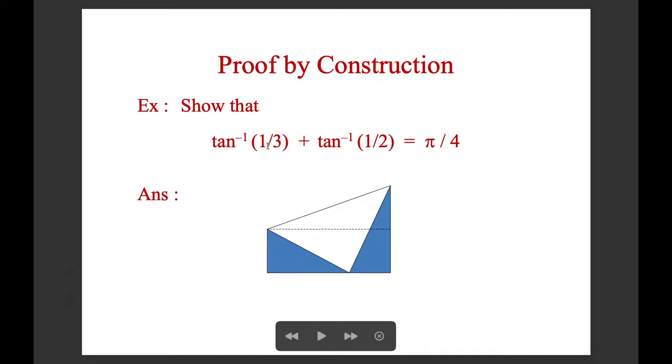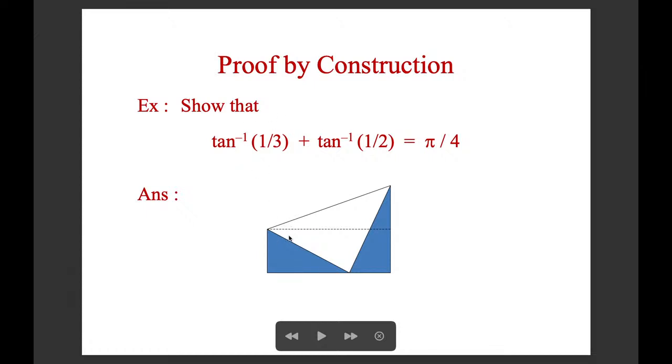Now how about tangent inverse of 1/3? So in order to get tangent inverse of 1/3, we want to have a triangle such that the height is 1, the width is 3, and then we measure the angle opposite to the short edge. And then from this figure, we see that this is the height 1, because it is 1 by 2, so this is 2, so this is 1. 1 by, what is it? This is 1 plus 2, which is 3. So actually, this angle is tangent inverse of 1/3. And then this angle is the same as this angle. So this angle is tangent inverse of 1/2. So the sum of these two angles is exactly this angle.